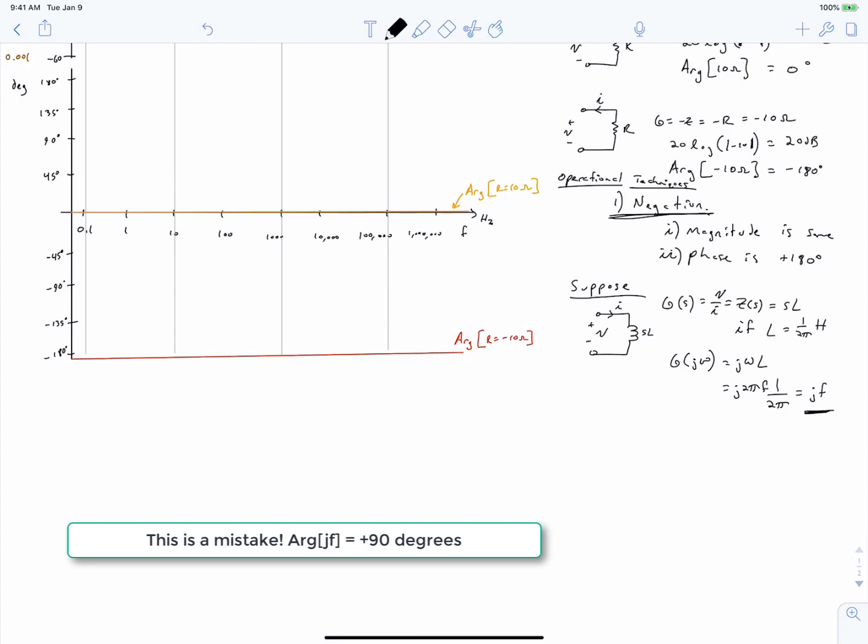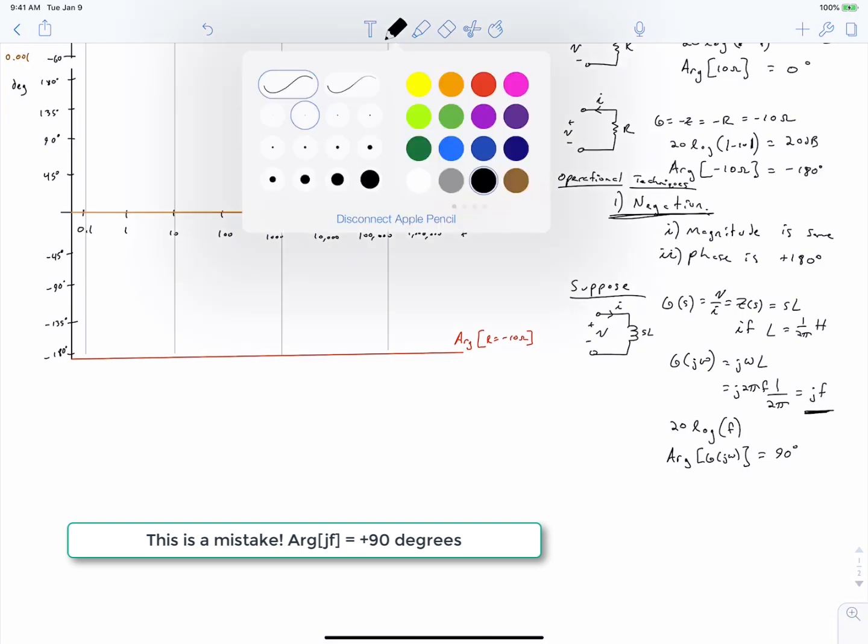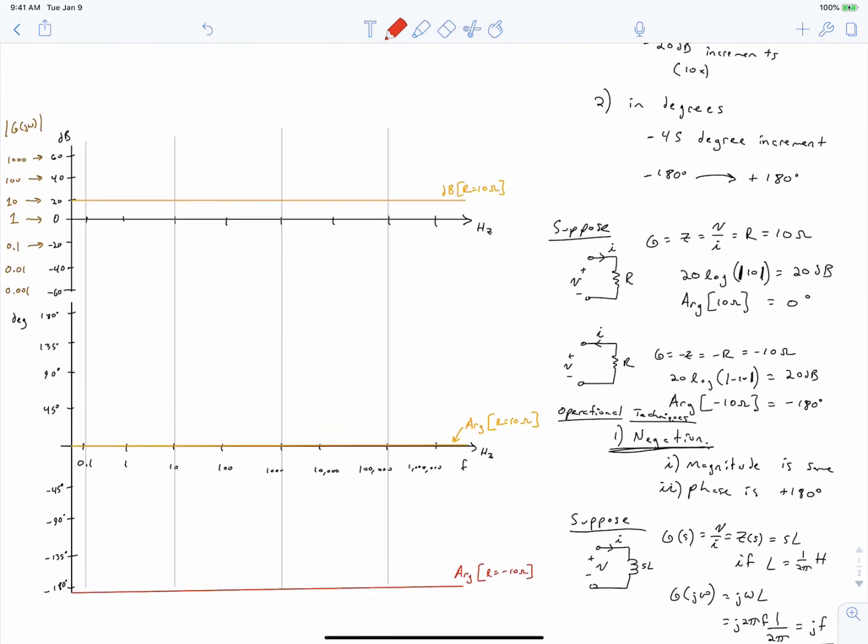And therefore, we can see that the magnitude of our transfer function is always going to be 20 times the log of f, and the angle, or the argument, of our transfer function is always going to be equal to 90 degrees because of that j. So we can plot this on our axes, and we'll use red. So at f equal to 1, 20 times the log of 1 is 0 decibels. And at f equal to 0.1, 20 times the log of 0.1 is equal to negative 20 decibels. We end up with a straight line, and this is decibels. Meanwhile, our phase is always down here at negative 90 degrees.